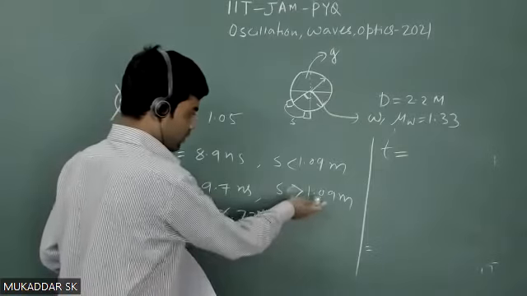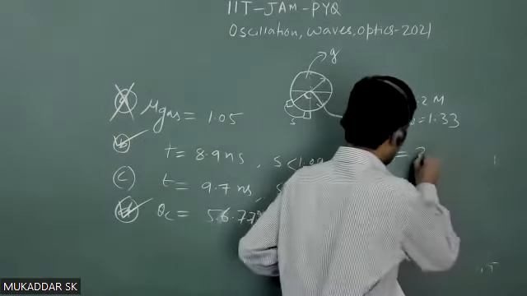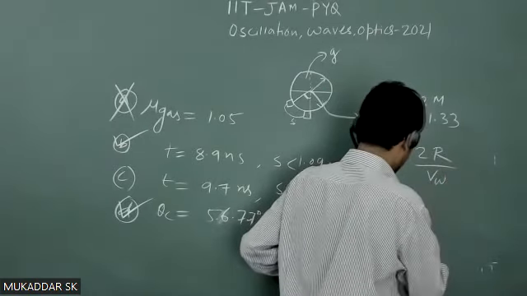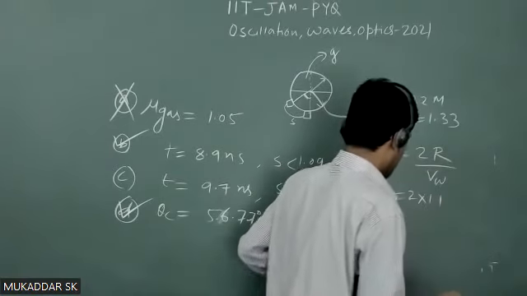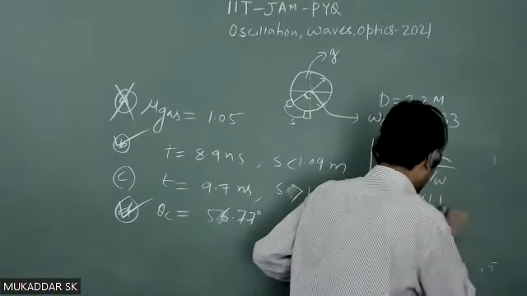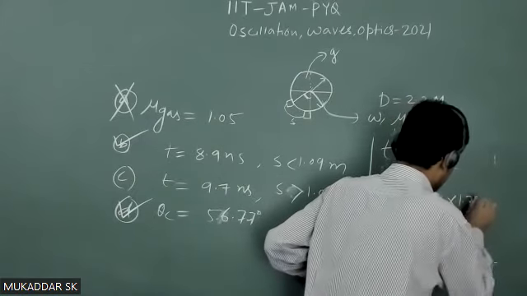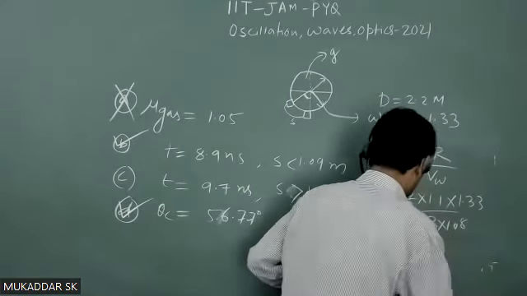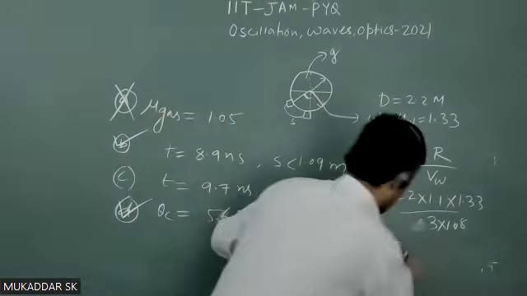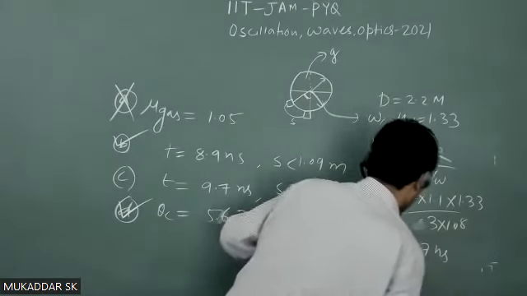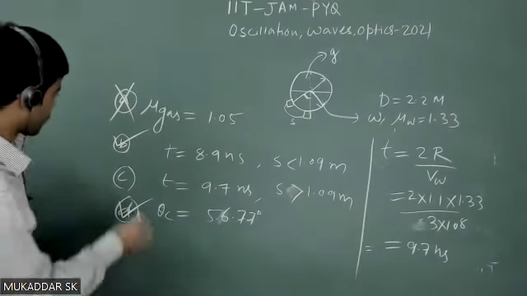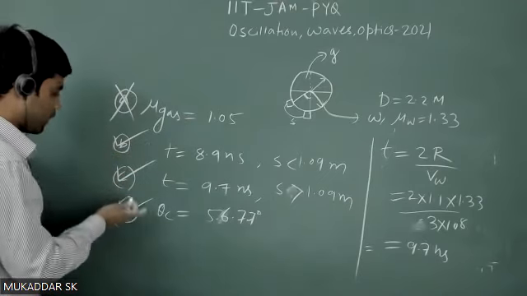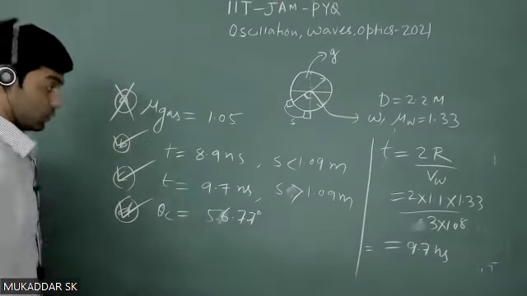So total time taken to reach that rim when S is greater than 1.09 meter will be total distance, that is 2 into r, divided by velocity of light in water. So it means 2 into 1.1, and you have velocity, that is c divided by n of water, that is 1.33. And I'll use again c as 3 into 10 to the power 8. Okay. So if you calculate it, basically you will get 9.7 nanoseconds. So again, it means option C is also correct. So for this question, B, C and D are correct options, but A is wrong. Okay, thank you.